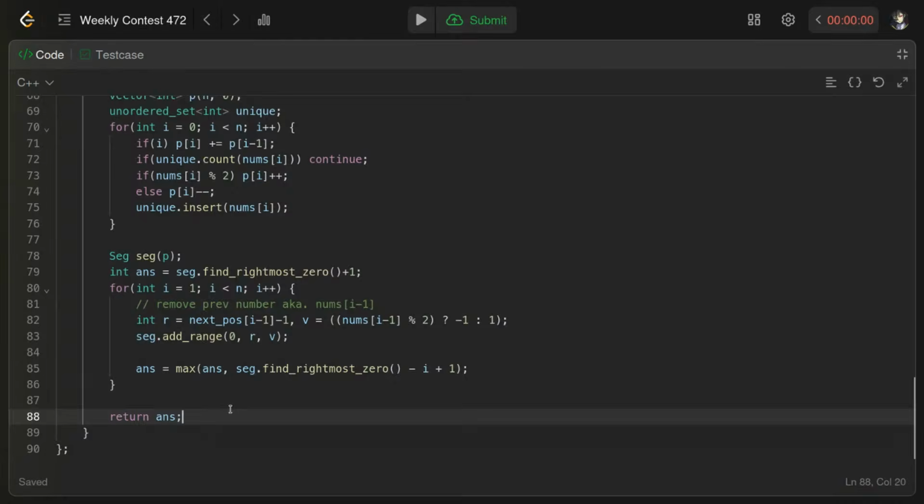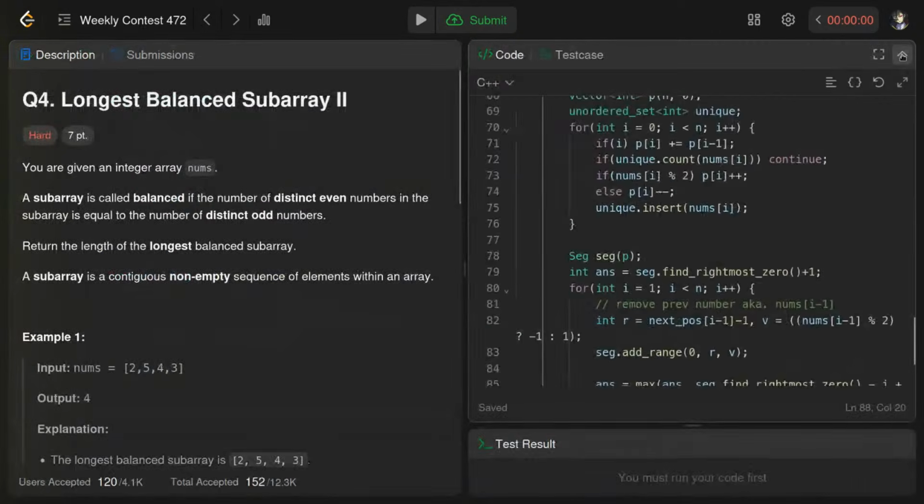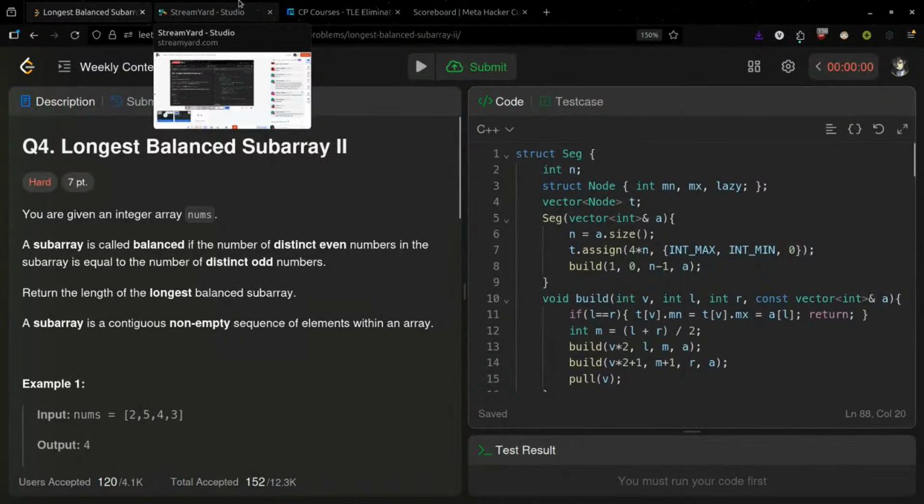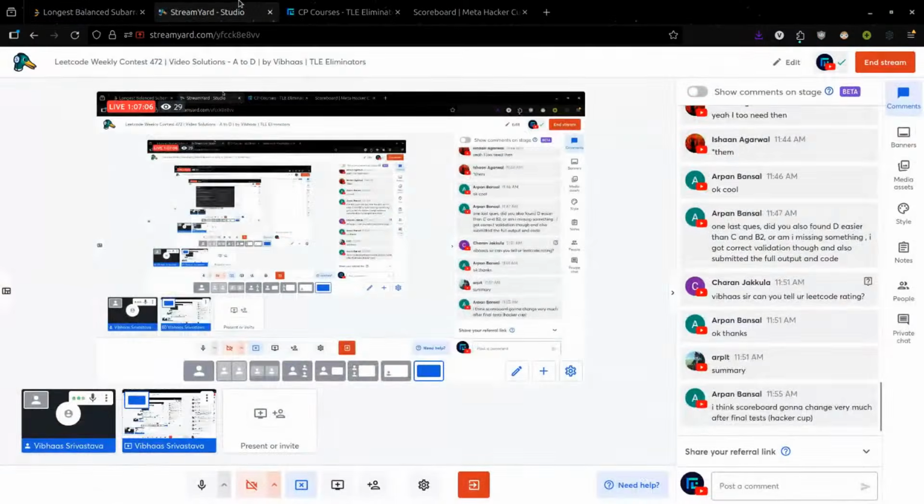And finally, when this whole loop is done, I return the answer. So yeah, it's a bit on the harder side. I would say it's easily like an 1800 to 2000 problem plus, right? Easily on Codeforces. So yeah, decent problem it was. But if you're familiar with segment tree, if you're familiar with these tricks, it's not that hard.